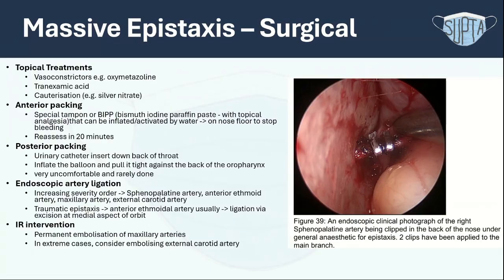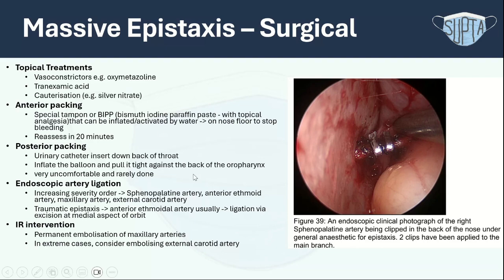Anterior packing is when you have a special nasal tampon or BIPP, with topical analgesia, that can be inflated and activated by water. You can put this on the floor of the nose to stop the bleeding and then reassess in 20 minutes. And posterior packing, to be honest, is very rarely done because it's quite uncomfortable for the patient. It's when you insert a urinary catheter down the back of the throat and inflate the balloon to try and prevent the bleeding.